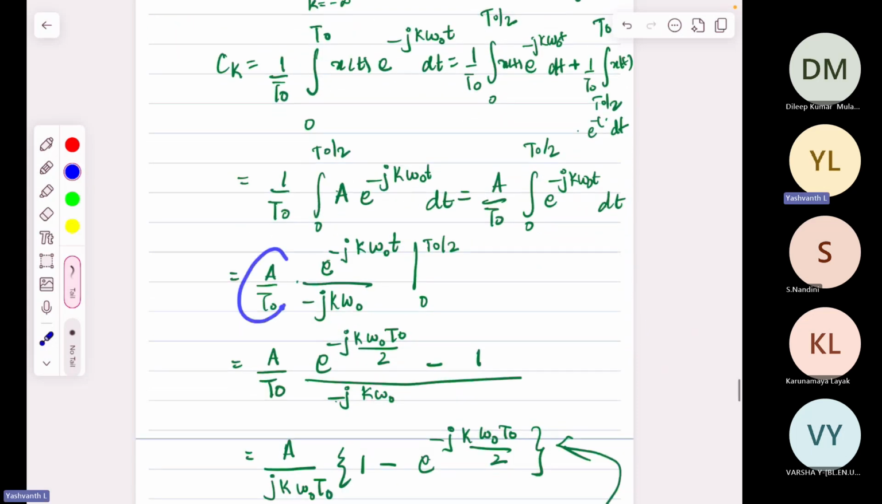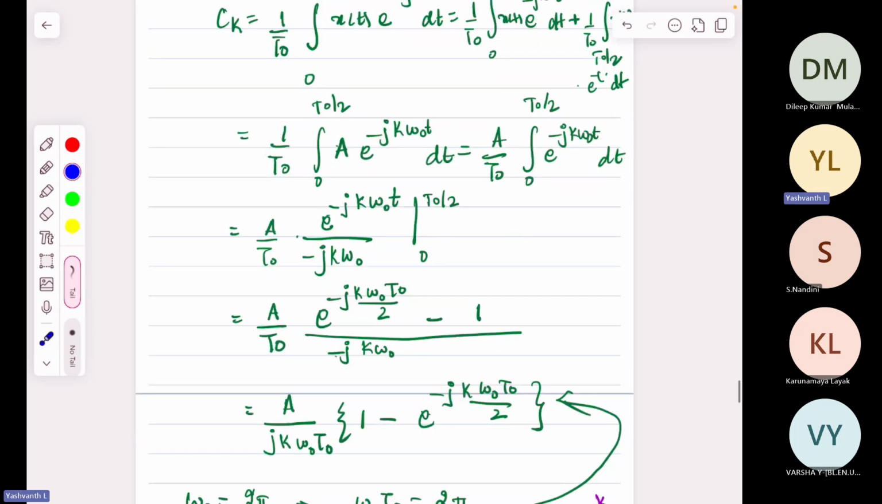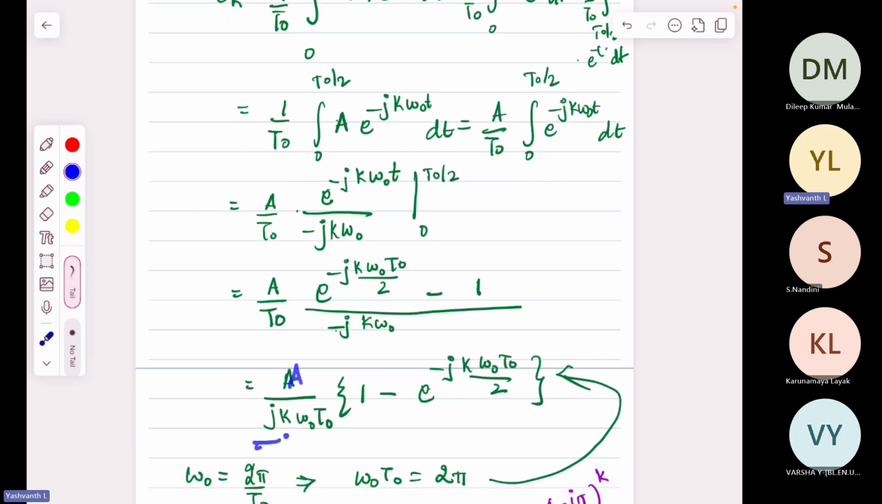So you get a by t naught into, first apply t naught by 2. So you get e power minus jk omega naught into t naught by 2 minus e power 0, which is 1, divided by minus jk omega naught. Now the minus you compensate by swapping the two terms in the numerator. You get a by jk omega naught t naught into 1 minus e power minus jk omega naught t naught by 2.